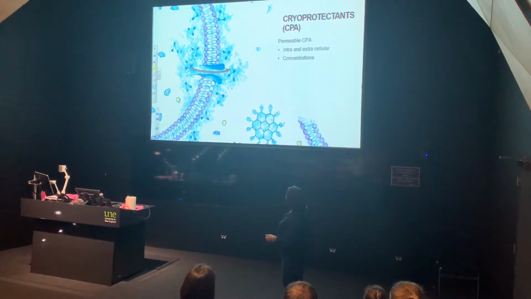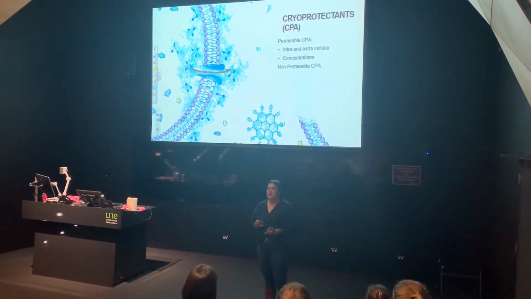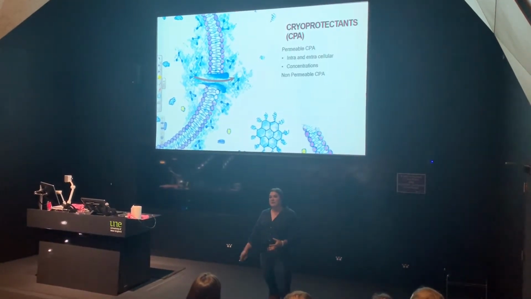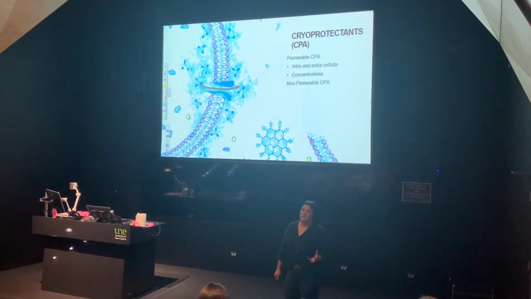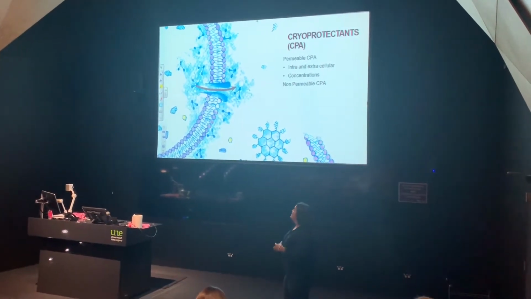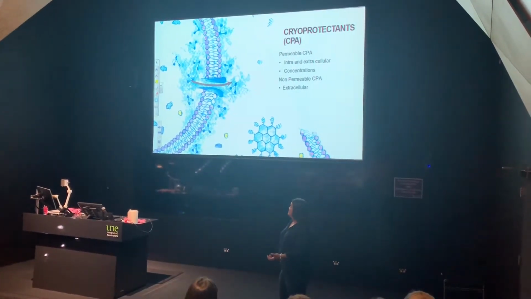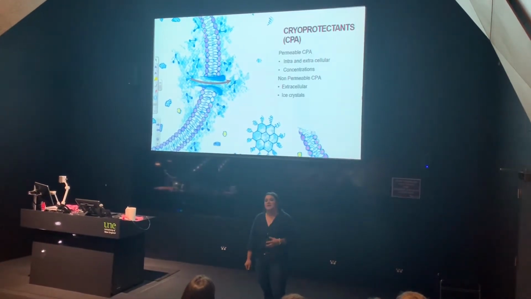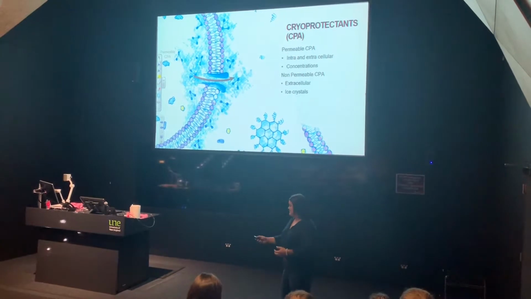We also work with non-permeable CPAs. They are molecules such as egg proteins and milk proteins. They're mostly in our B diluent, and they only work extracellularly because they're such large proteins. They can't diffuse across into that cell membrane. Their main function is to sequester and stop the growth of ice crystals that have already formed, or to prevent them forming in the first place.